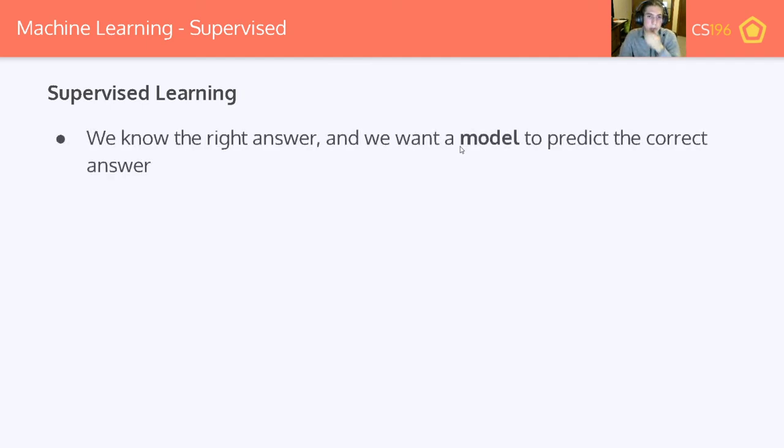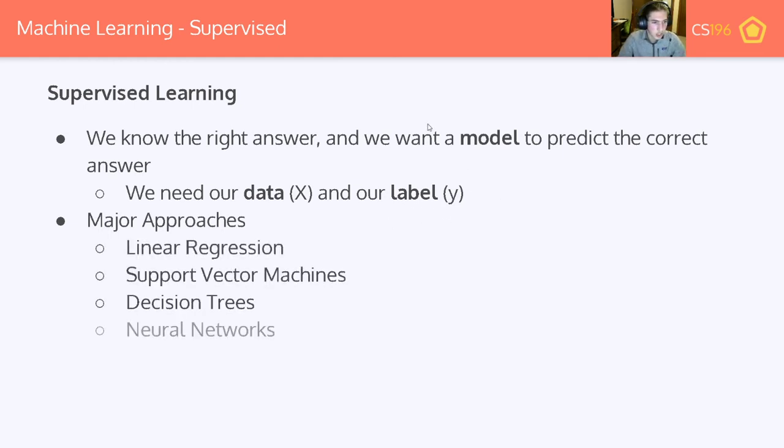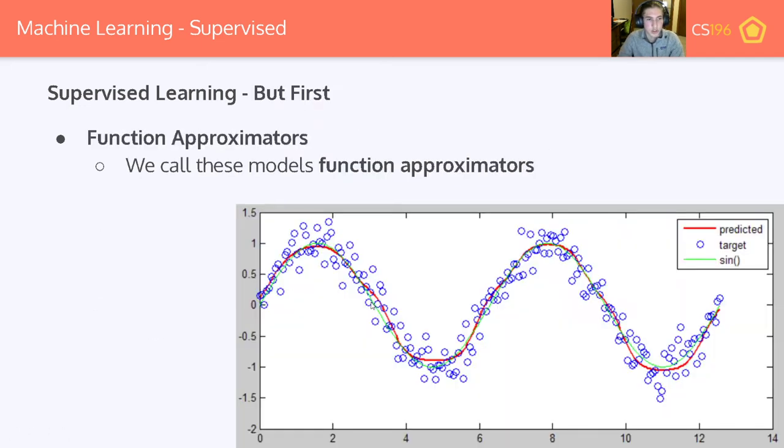Great. So we've talked about unsupervised learning. Now let's start to talk about supervised learning. This lecture is probably going to go long. I'm realizing that at this point. I'll try to go faster. So the important detail about supervised learning is that we know the right answer, and we want a model to predict the right answer. Another way we can say this is, given our data X, we want to predict the label Y. And there's major approaches: linear regression, support vector machines, decision trees, and neural networks.